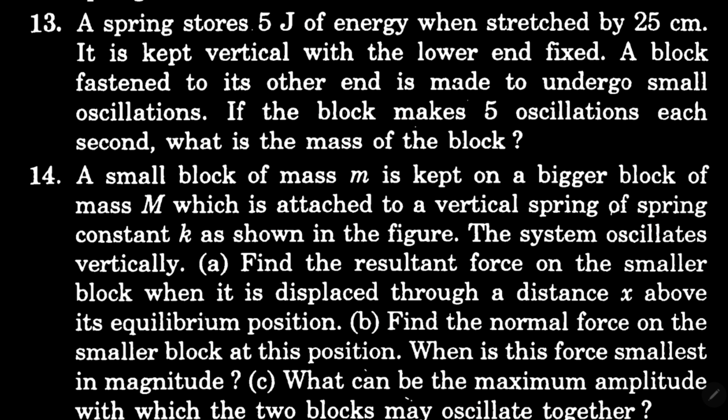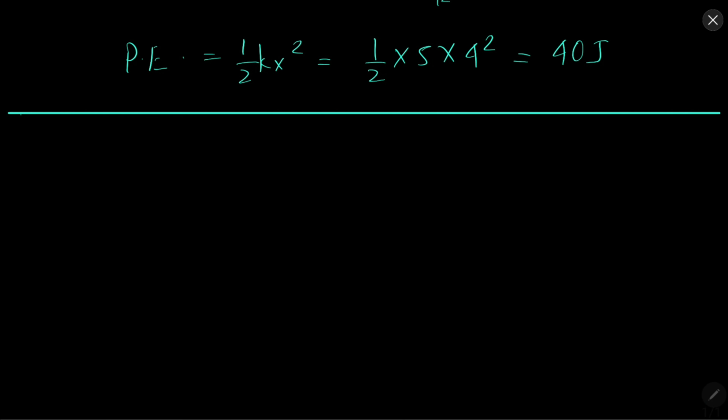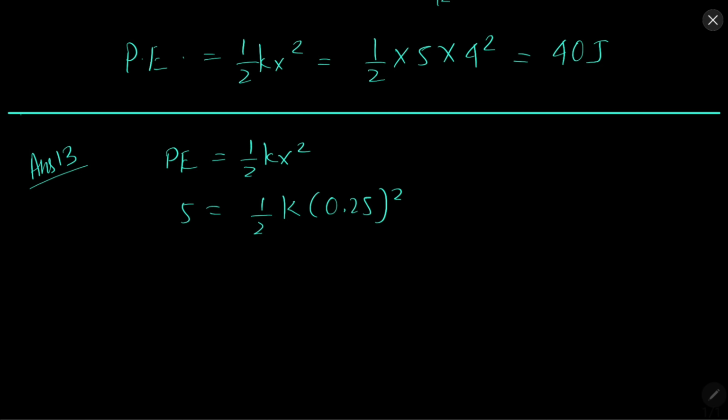In question 13, a spring stores 5 joule of energy. We need to find the mass of the block. So this is solution 13. So now we know that potential energy is half kx square. 5 equal to half k into 0.25 square. So k will come out to be 160 Newton per meter.